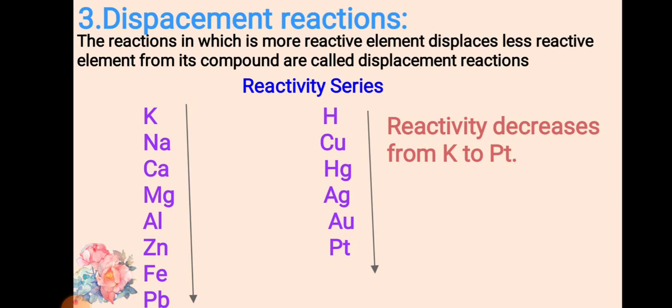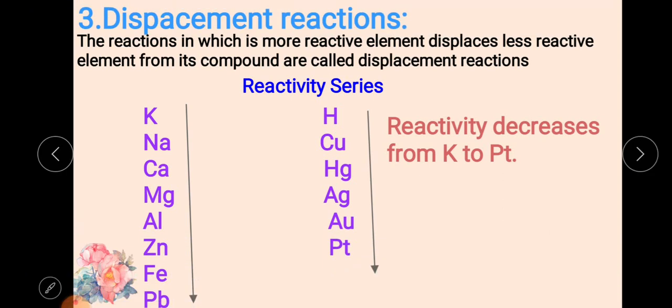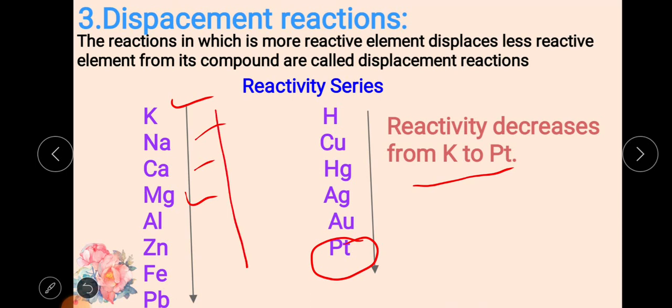For example, here we are showing some metals in decreasing order of reactivity. Potassium is more reactive than sodium, sodium is more reactive than calcium, calcium is more reactive than magnesium, and so on. Last, platinum is the metal which is least reactive, meaning the reactivity decreases from potassium to platinum. Potassium has the symbol K because it is kalium. So from potassium to platinum the reactivity decreases, that's why I showed the downward arrow mark.